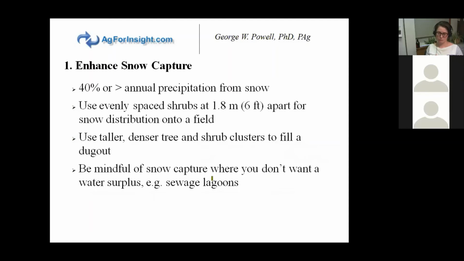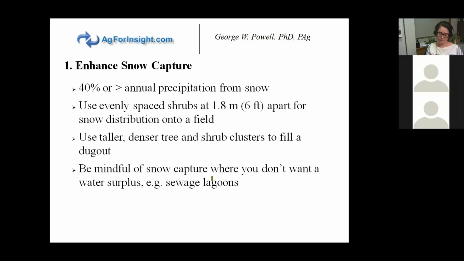If you're wanting to distribute snow out onto the field, you would use an evenly spaced shelter belt of shrubs, so a low profile shelter belt or hedgerow, spaced at about 1.8 meters apart. And if you're trying to fill dugouts, then you want to use taller, denser tree and shrub clusters.